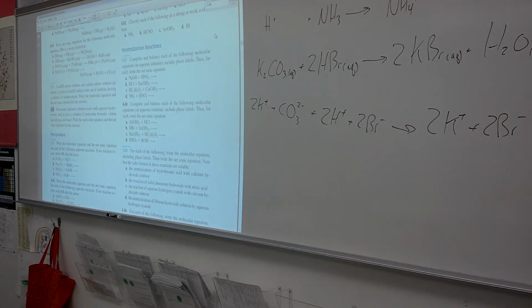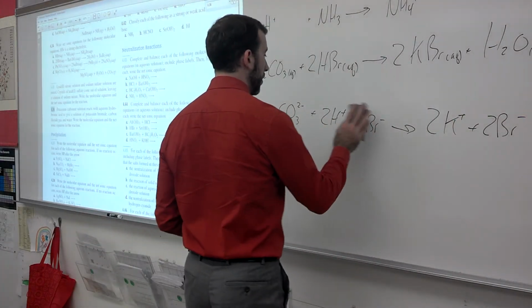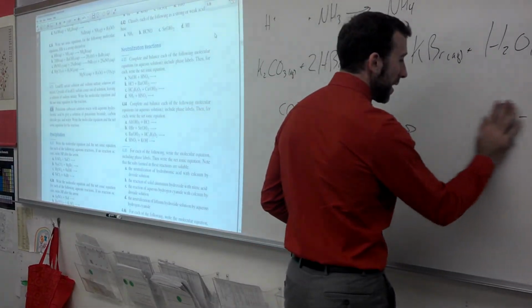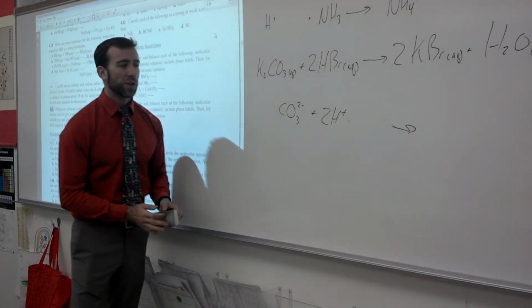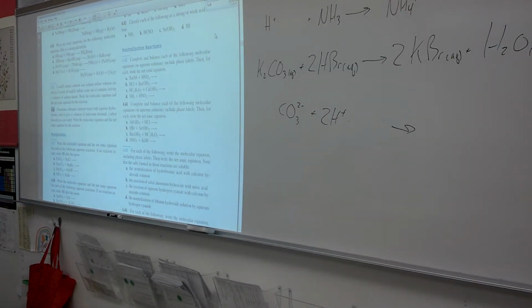What things are the same on both sides? The potassium and the bromide. And so what this says is you add acid to carbonate, you get water and carbon dioxide. That's the net ionic equation. Anytime you add acid to carbonate ion, you get water and carbon dioxide.